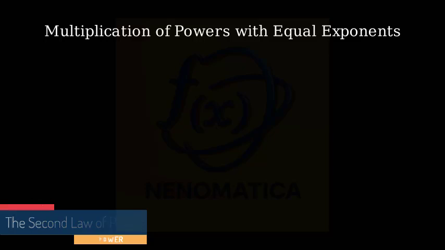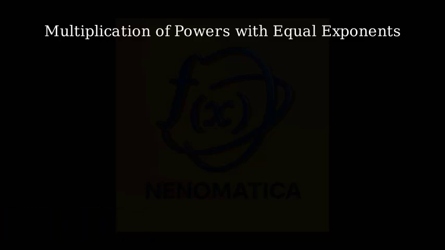The key theorem we'll prove today is that when we have two numbers a and b raised to the same power, m, the product equals the product of the bases raised to that power. In mathematical notation, this says, for all real numbers a and b, and for any integer m, a to the power m times b to the power m equals the quantity a times b, all raised to the power m. Let's prove this theorem step by step.